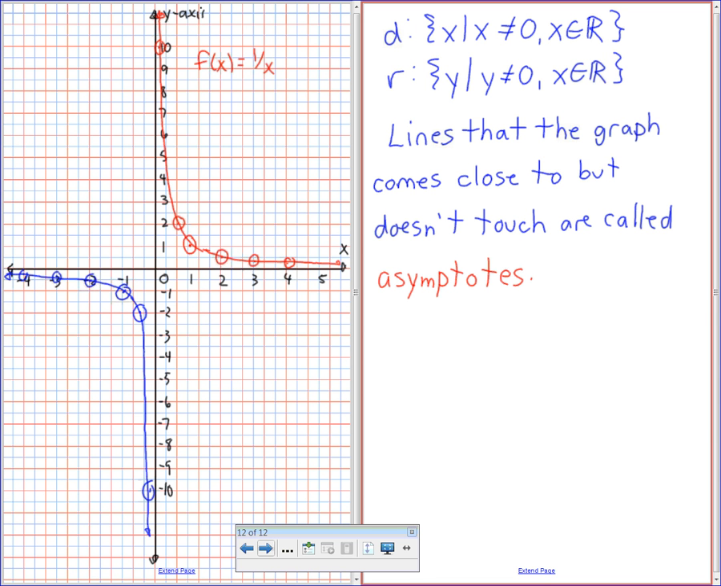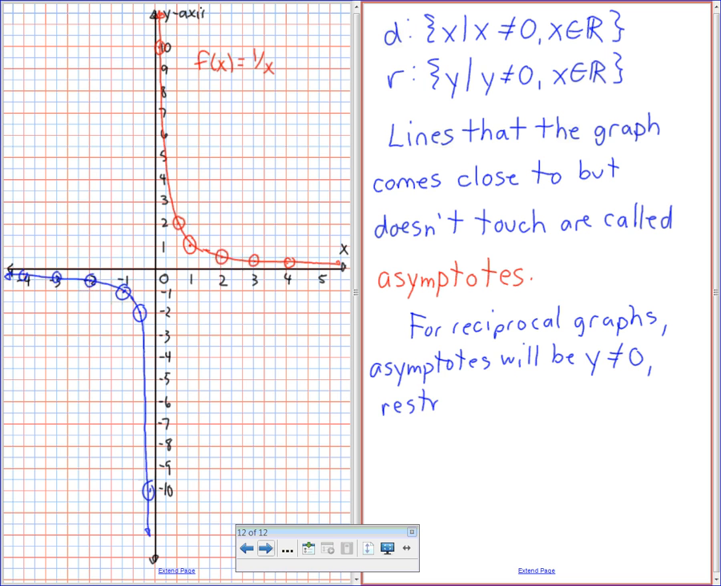Okay. So for reciprocal graphs, asymptotes will be y cannot equal 0, and the restrictions on x. If you remember, all the way through this unit, we dealt with x cannot equal. What that's going to look like on the graph is a dotted line like this. We'll deal with that in a few minutes here. That'll also show up in your domain and your range.